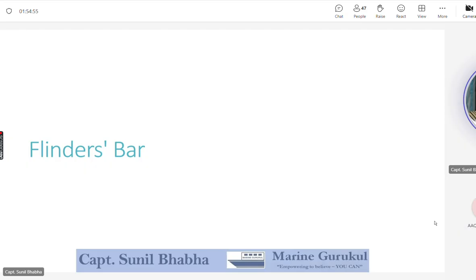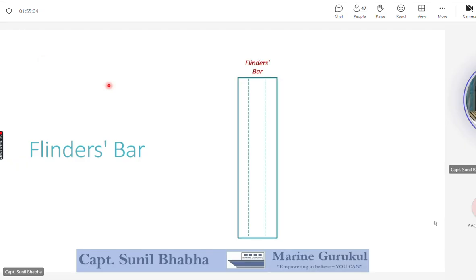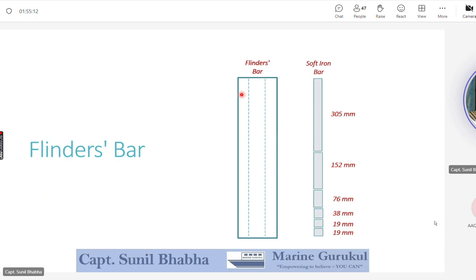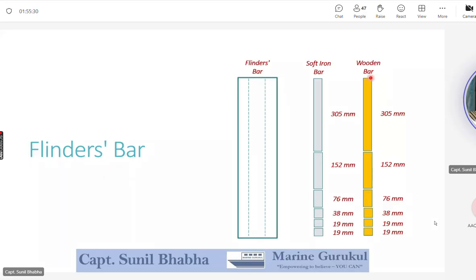Let me explain the use of the soft iron bar and the wooden bar for filling up the Flinders bar. You see, this is the Flinders bar present on a ship, and this is basically the casing in which the bar would be placed. The maker supplies us a soft iron bar in these dimensions. One piece is 305 mm, the next one is 152 mm, 76, 38, then two pieces of 19 mm. Along with the soft iron bar, he also provides a wooden bar of the same dimensions. You see, we have the pieces with exactly the same dimensions.